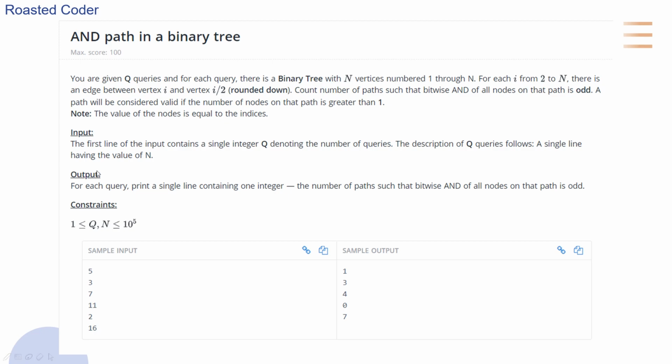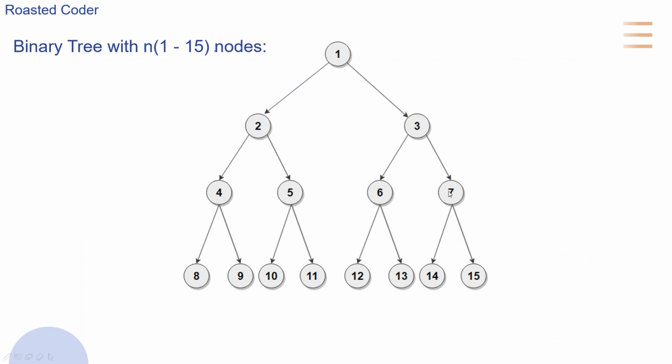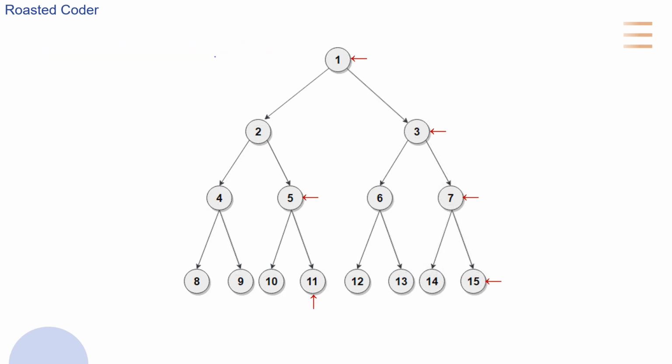So let's see a binary tree with n equals 15. So this is a binary tree. An odd path can be of only odd numbers. So you can see it's odd at every vertex, and this branch also has odd values at every vertex.